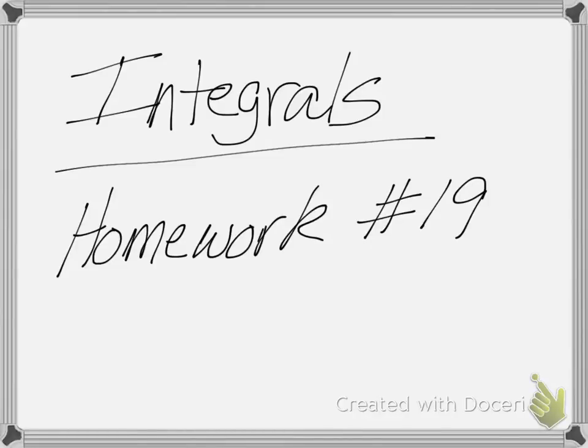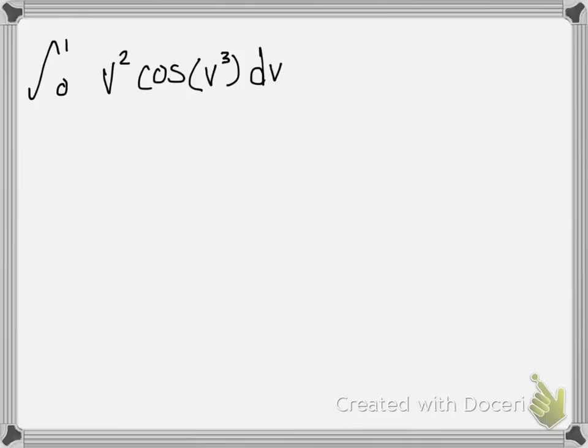Here we go with another integral video. This was for homework problem number 19 off of our sheet. It said to integrate v squared times cosine of v cubed dv from 0 to 1. To start off, we're going to have to do a u substitution, so go ahead and figure out what we're going to use for our u.